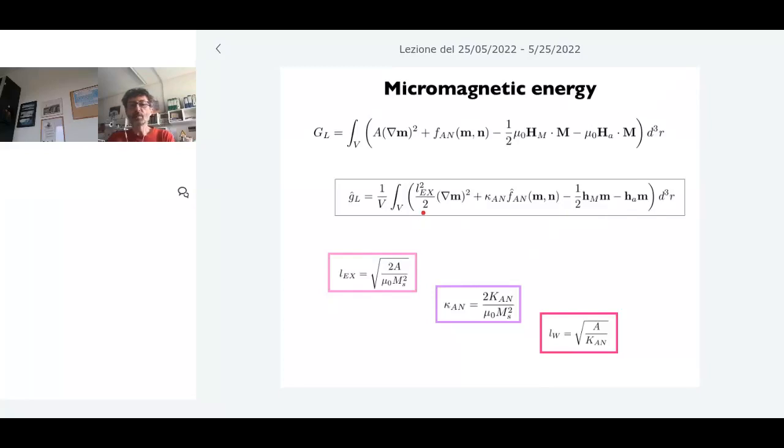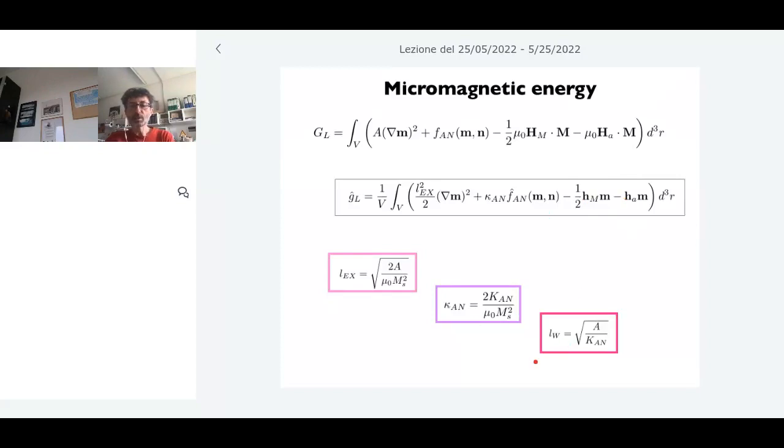So, in front of the exchange energy term, you find what is called the exchange length squared in this case. In front of the anisotropy energy, you essentially find this ratio between, let's call it, the intensity of the anisotropy energy and the intensity, in the end, of the magnetostatic field, because magnetization essentially goes there. And then the other magnetic terms, as you see, are not multiplied by anything. So they are normalized as they are.